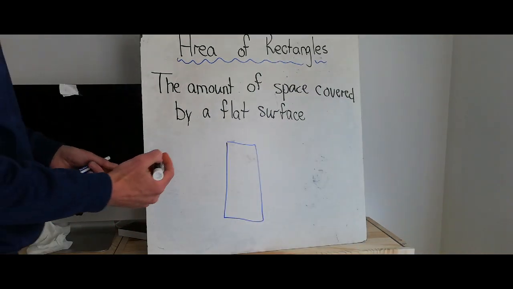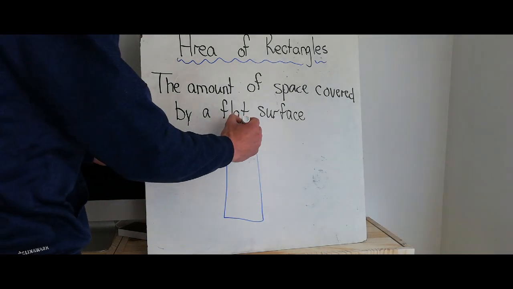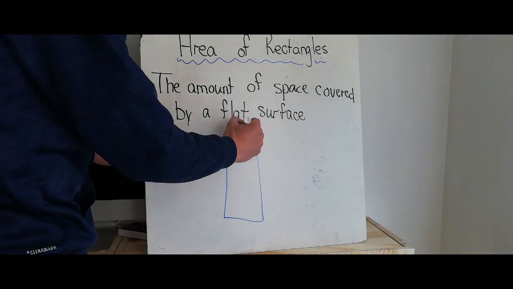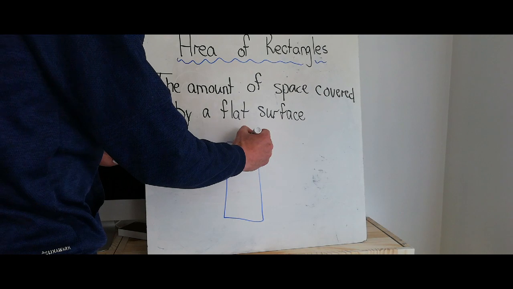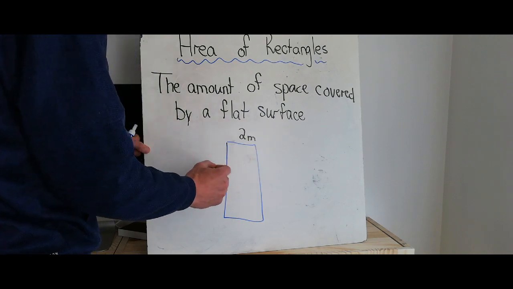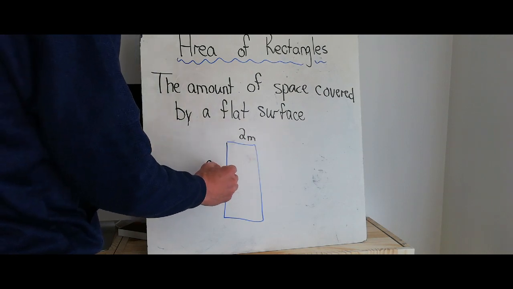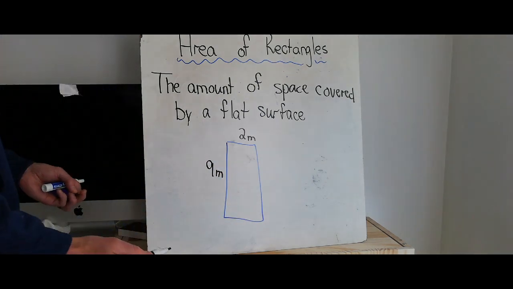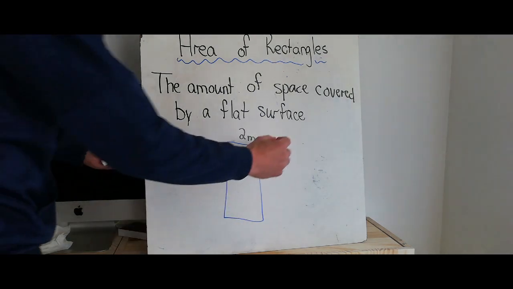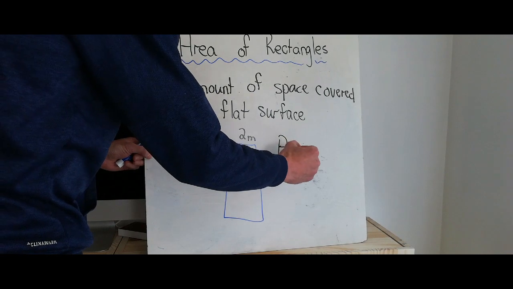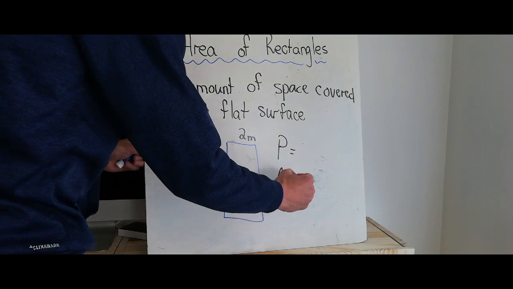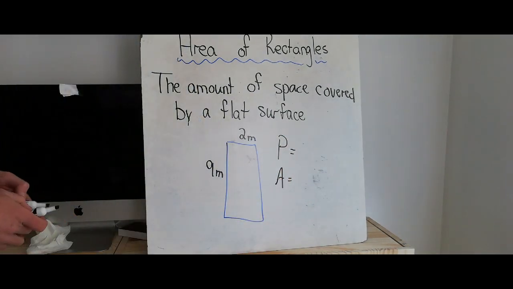Okay, last example just quickly. If this was another rectangle, and let's say this is 2, we'll just say meters this time, and then this is 9 meters. If a question asks you, what is the perimeter, P, and what is the area, A? Again, this is important that you remember the difference.